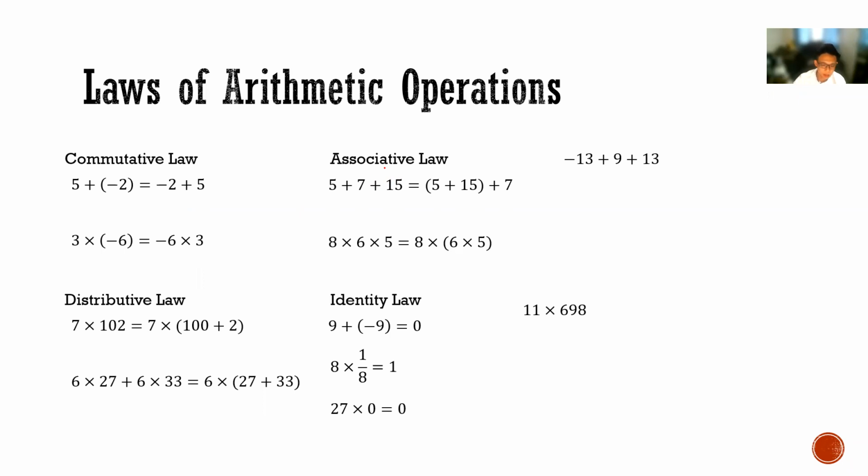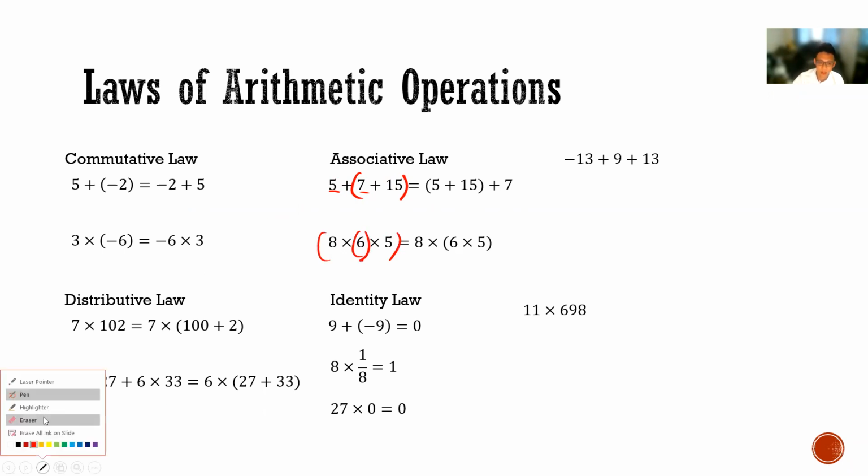Associative law means I can do these two first, or I can do these two first if it's just plus and times. Whether I times these two or I times these two first, it's the same. That is associative law.